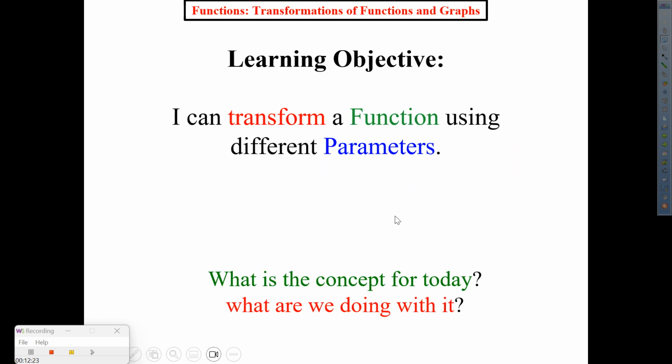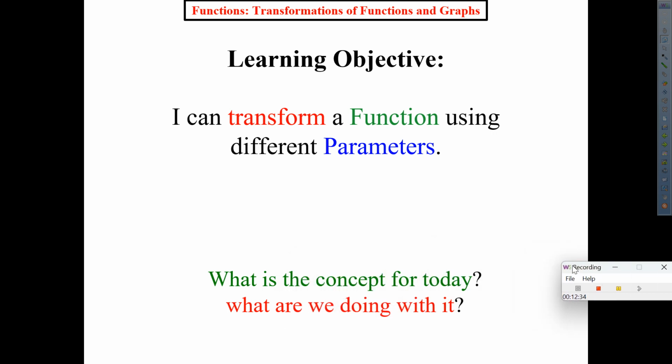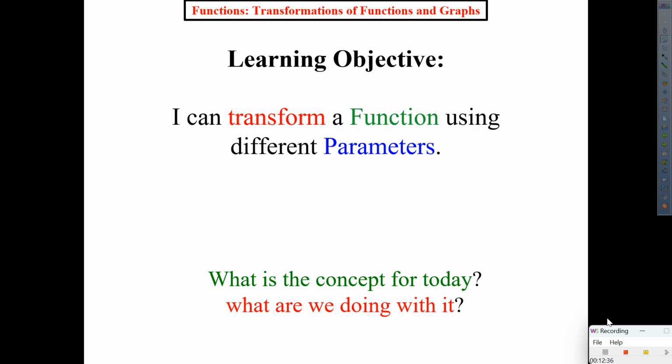All right, get a Cornell note ready, please. I can transform a function using different parameters. By now you should have grabbed 2 graph papers from the back. You're going to need them. Make sure you have at least 2 or 3 different colors for the graphing and transformations. All right, give you some time to set up your notes. Okay, y'all ready? Here we go. I can transform a function using different parameters.